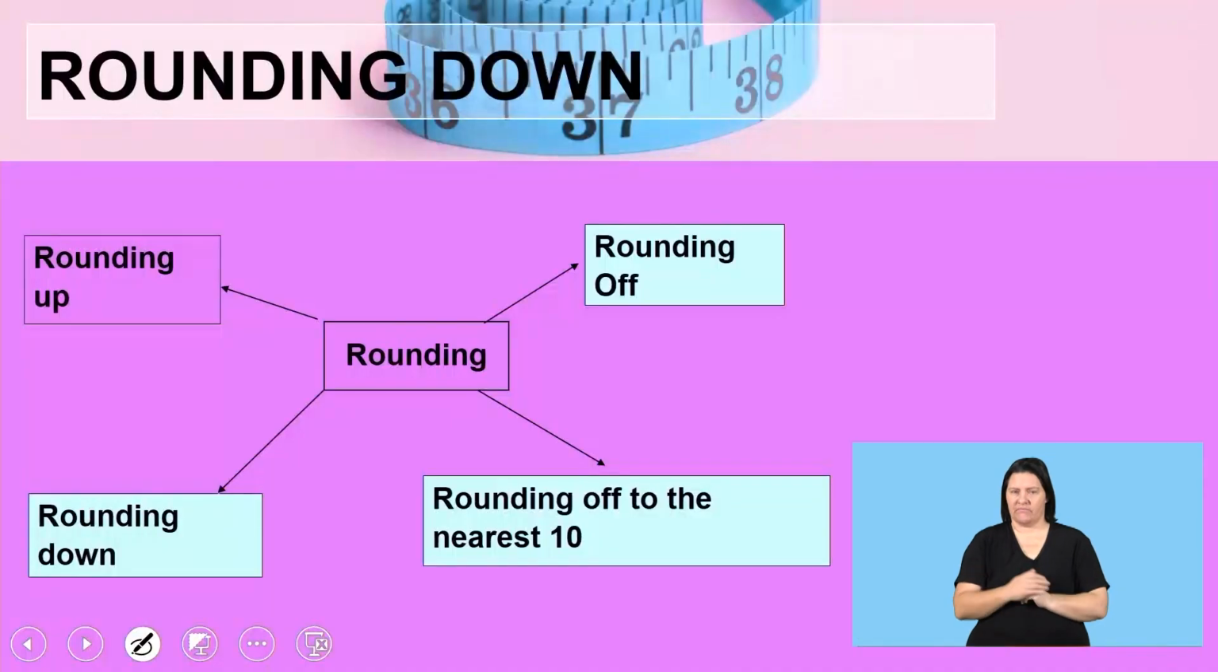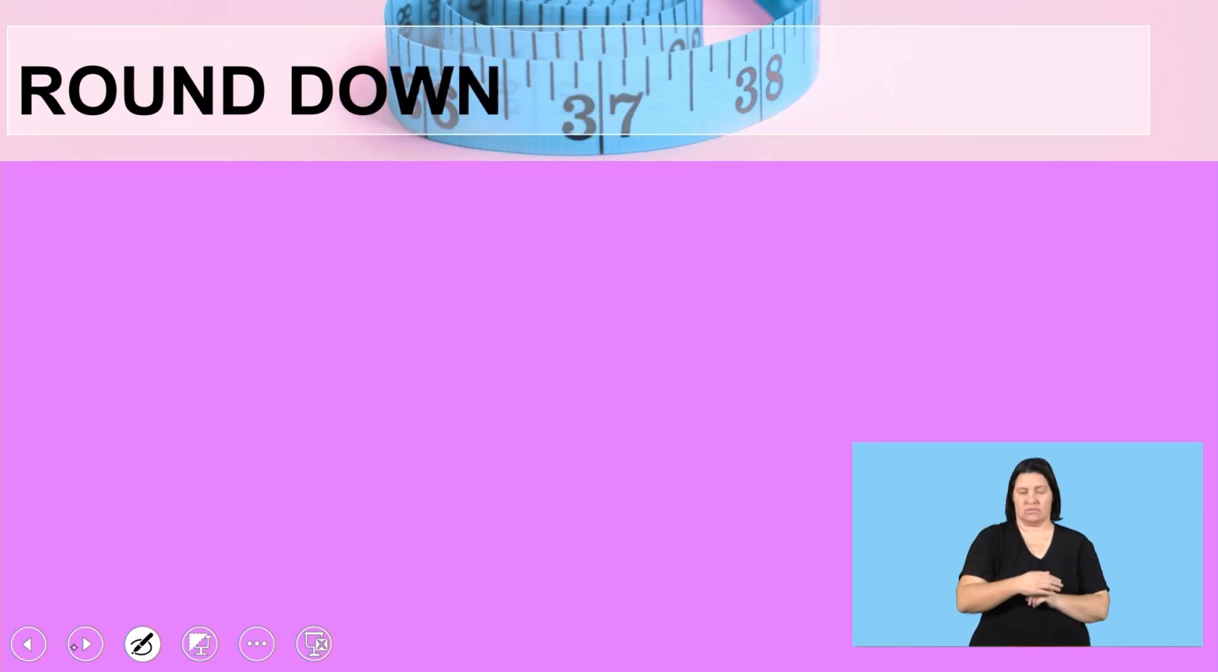We are continuing from the previous lesson. In the previous lesson, we've covered rounding off and rounding off to the nearest 10. Today, we are continuing with rounding down.